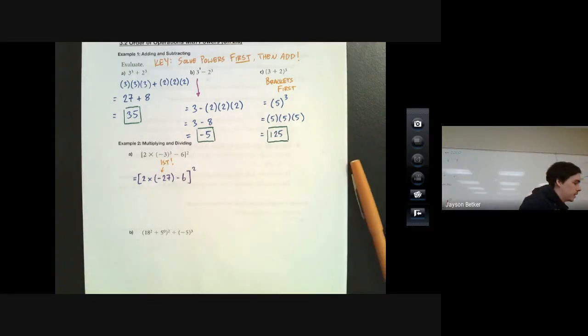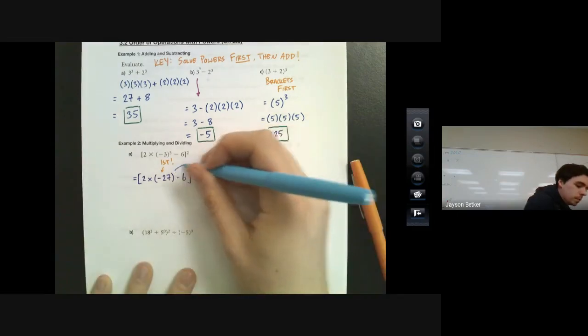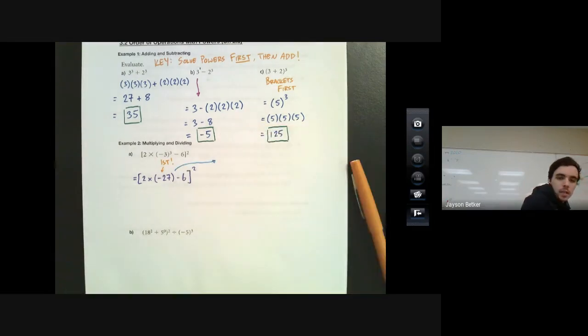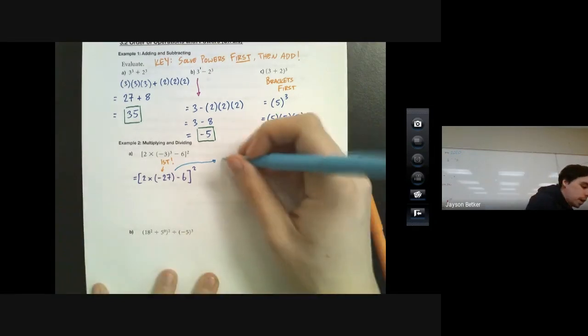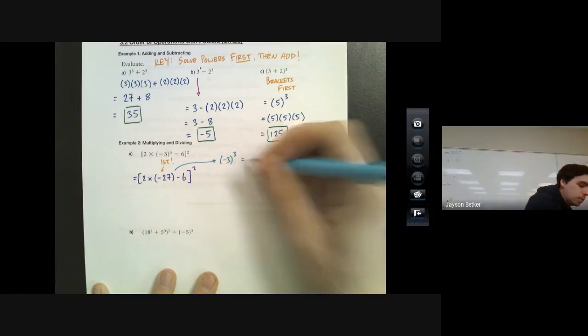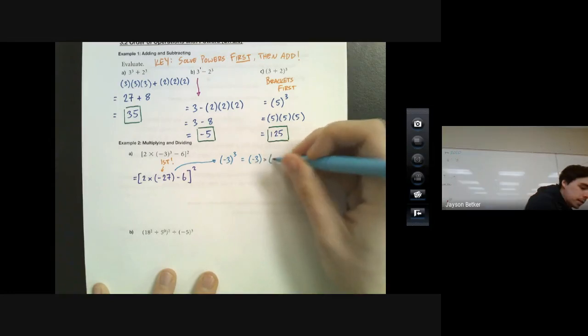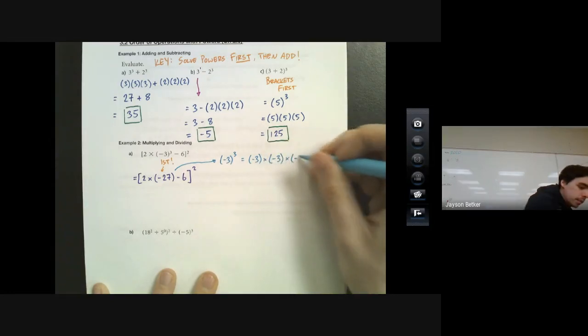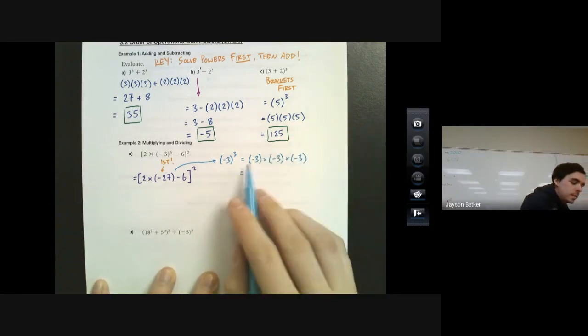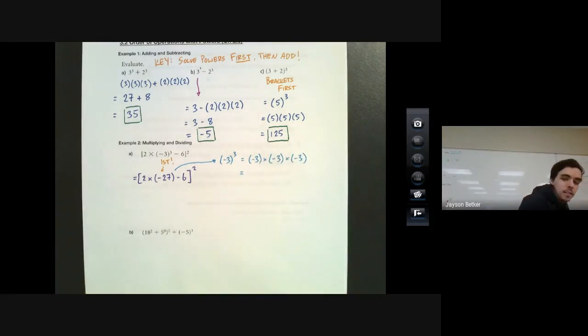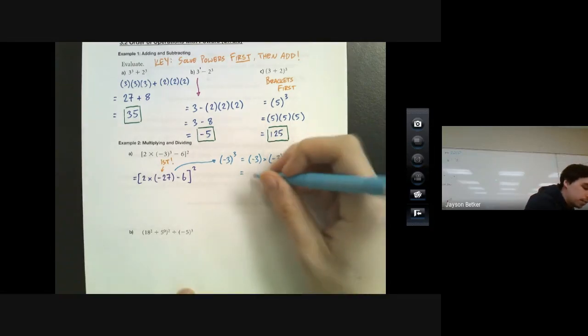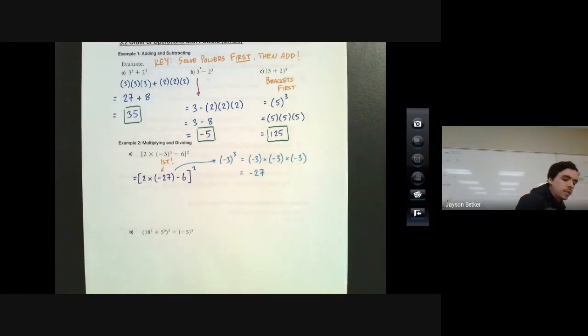Let's show how we got negative 27 quickly here. We got negative 27 by evaluating negative 3 inside of a bracket cubed. All that means is it's negative 3 times negative 3 times negative 3. If I do that, negative 3 times negative 3 is 9. 2 negatives makes a positive. And then multiplying by negative 3 again will give us negative 27. Okay. So that's where we got that.